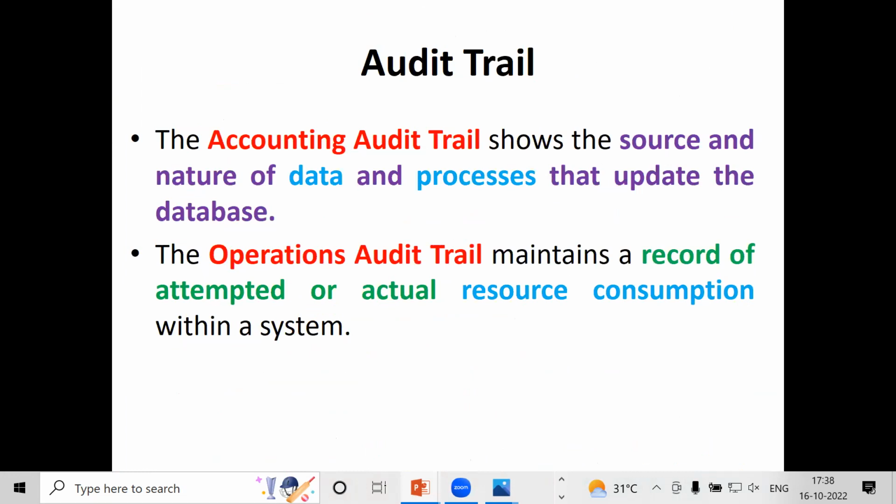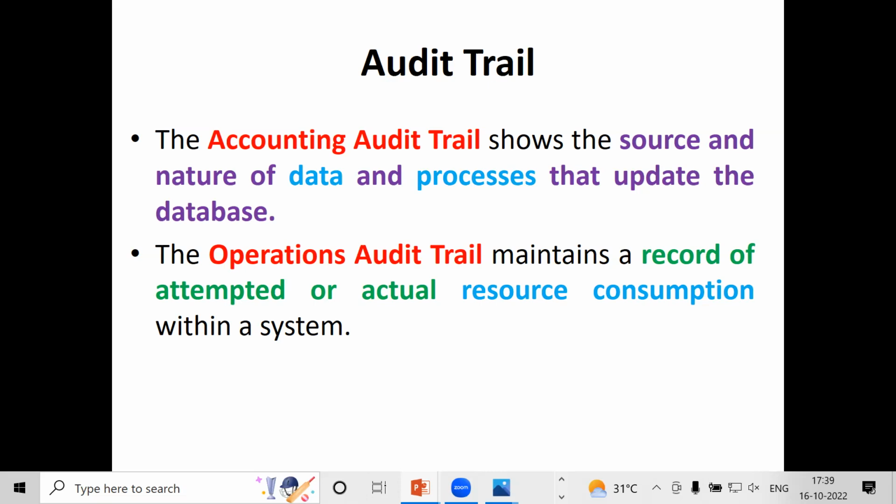Audit trail. What is an audit trail? Trail means the path. An accounting audit trail shows the source and nature of data and processes that update the database. An operations audit trail maintains a record of attempted or actual resource consumption within a system. That means, how the data is getting processed.